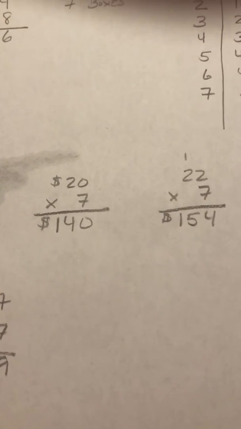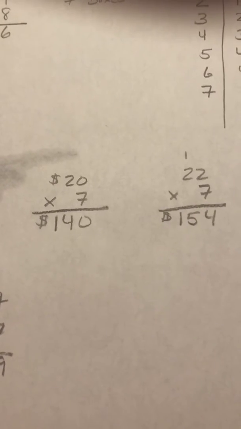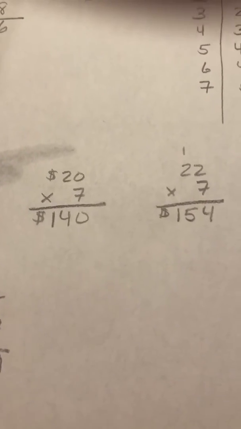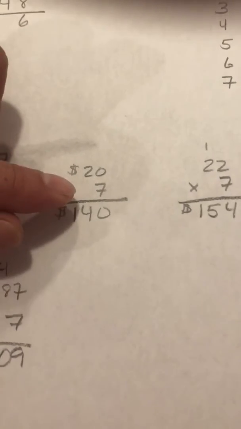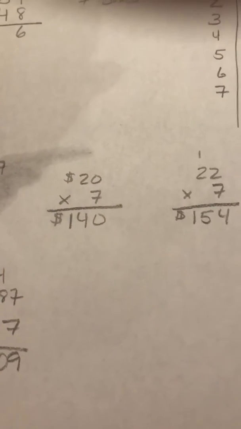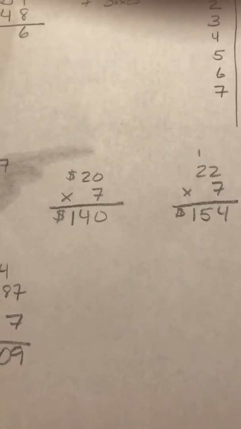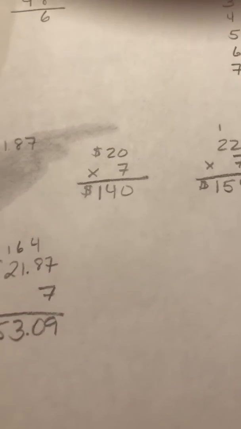So again, either one is fine for an estimate because you just want something that's in the ballpark that tells you that your answer is reasonable or your answer makes sense. So in this case, either of those would be acceptable. I would prefer the 20 times 7 only because it's easier to do and you can do that fairly simply in your head.